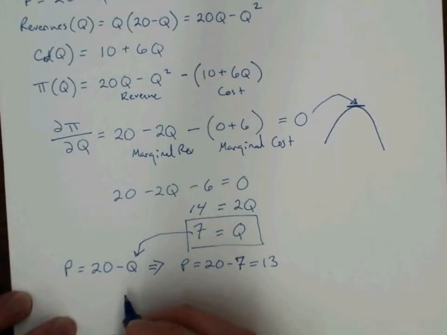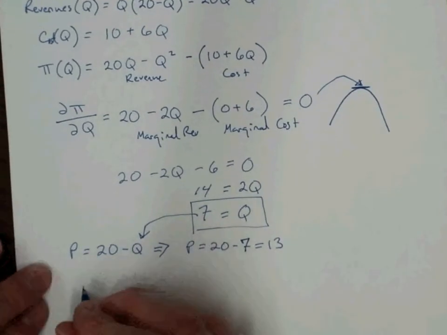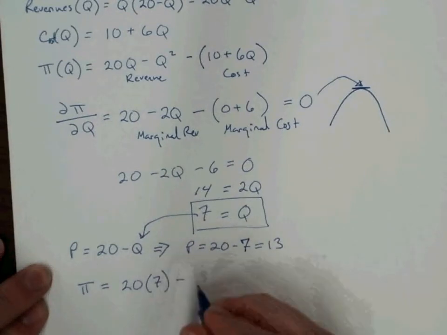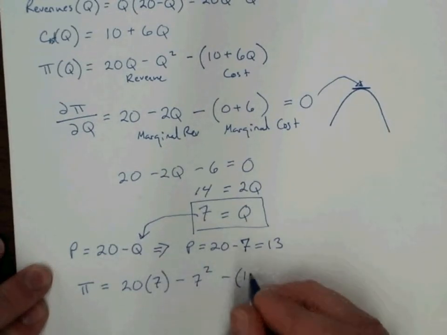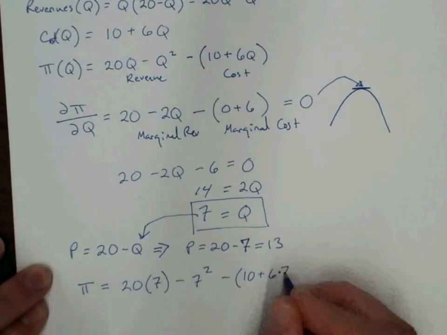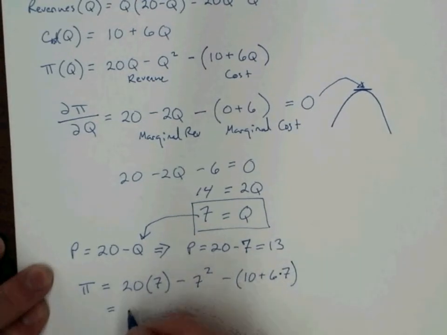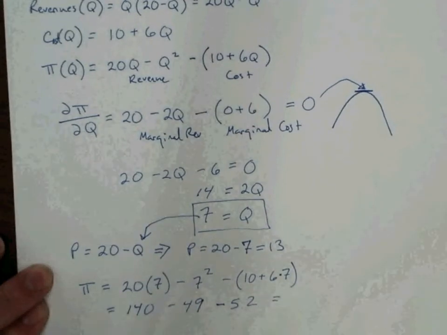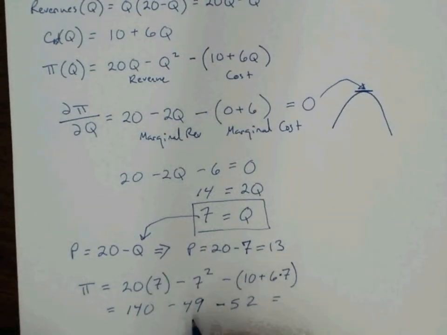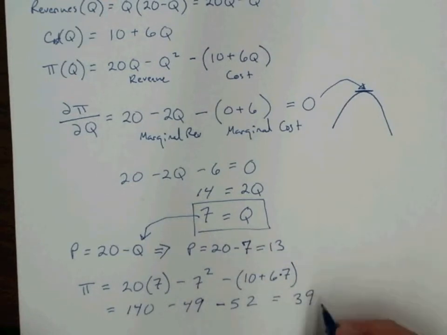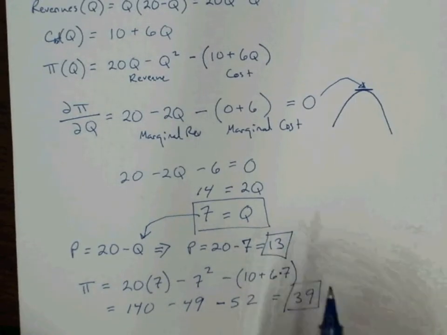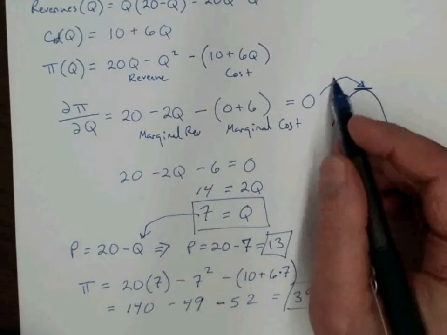Now that we have all of our variables, we can calculate profits. Profits now equal 20 times 7 minus 7 squared minus 10 plus 6 times 7. And this becomes 140 minus 49 minus 52. And this is 39. So this is our profits. This is our price. And this is our quantity, or output.